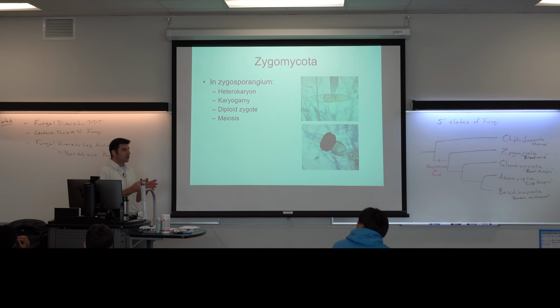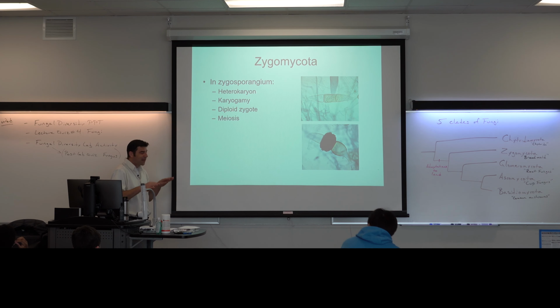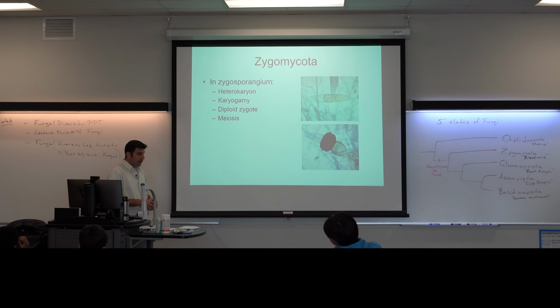Zygote, we said, was the first diploid cell that forms. Now, in all of us, we were at one point a zygote, a single diploid cell, and then we quickly divided into multiple diploid cells. Fungus don't do that. Fungus don't have a multicellular diploid stage. I'll say that one more time. In the life cycle of fungus, we don't ever see a multicellular diploid phase.